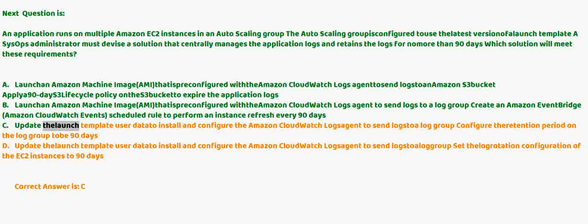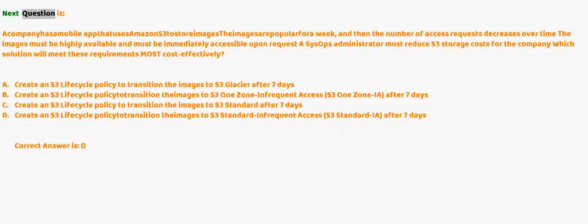C. Update the launch template user data to install and configure the Amazon CloudWatch Logs agent to send logs to a log group. Configure the retention period on the log group to 90 days. D. Update the launch template user data to install and configure the Amazon CloudWatch Logs agent to send logs to a log group. Set the log rotation configuration of the EC2 instances to 90 days. Correct answer is C.